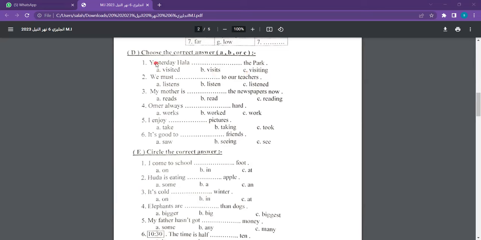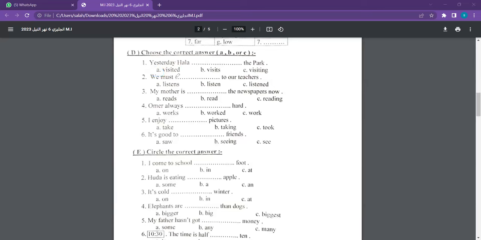Yesterday means what? Is this present or past? Yes, very good. Yesterday means this is past. But which, continuous or simple? Yesterday is past simple. Okay. That means I will use what? Yesterday, Hala visited the park. With the past, I will put what? Do you remember? Visited. Good job. Yes, that's right. Here is visited. I will put a circle here on visited.